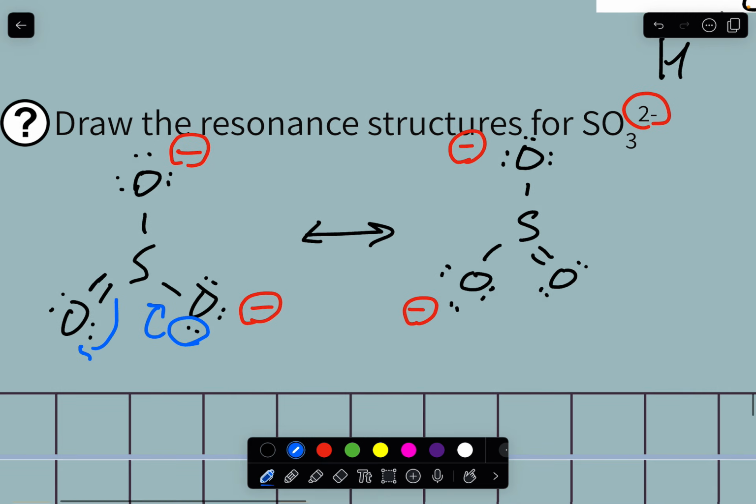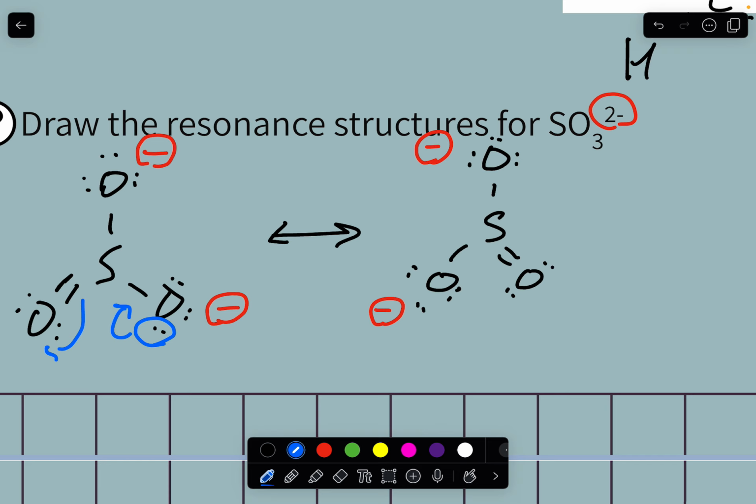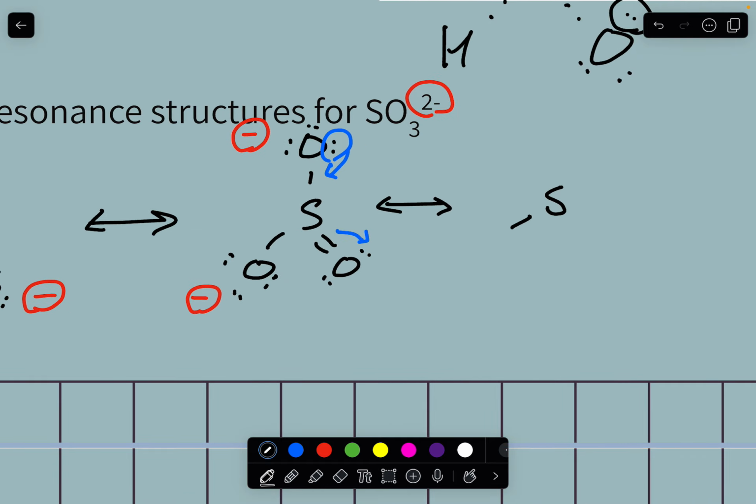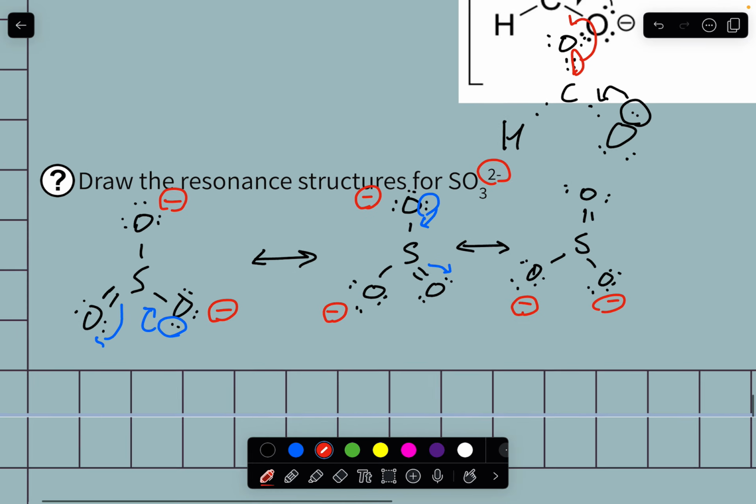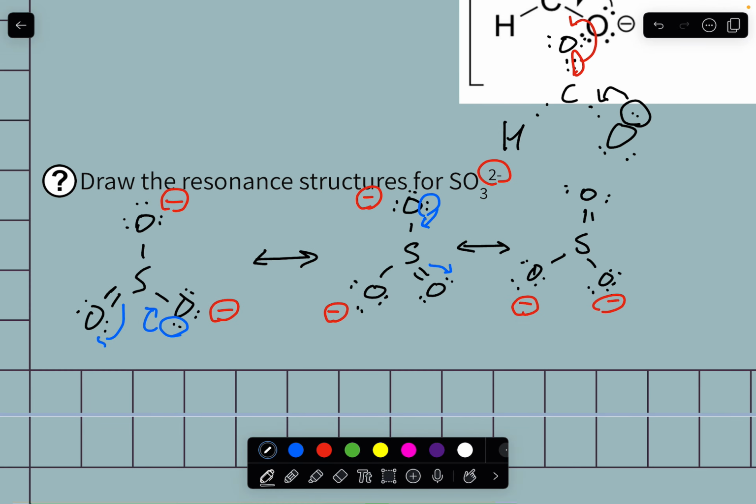Okay, and then we can have a third resonance structure if these electrons move down and kick the negative up. And that will be the sulfur in the middle, the 3 oxygens still. But now the oxygen on top has a double bond. Okay, and then these 2 oxygens on the bottom have the negative charges. So throughout these structures, we have the -2 charge regardless. It's just the position of the electrons changed.